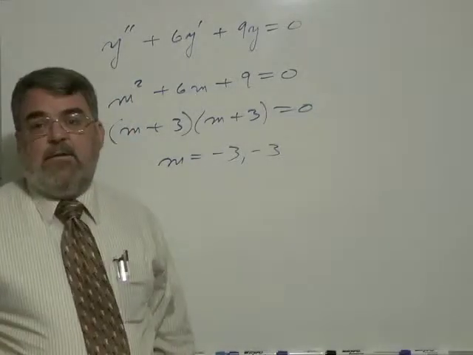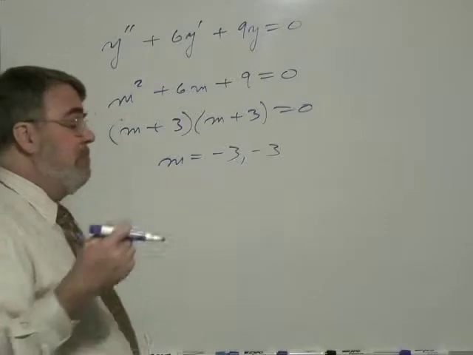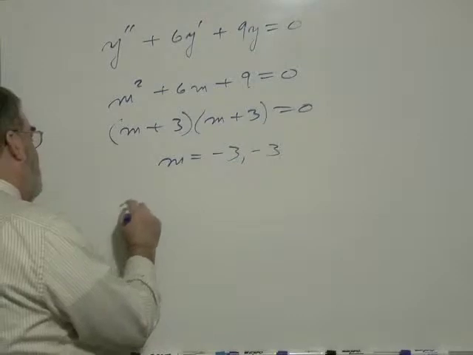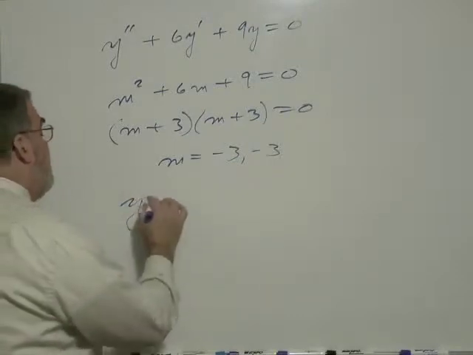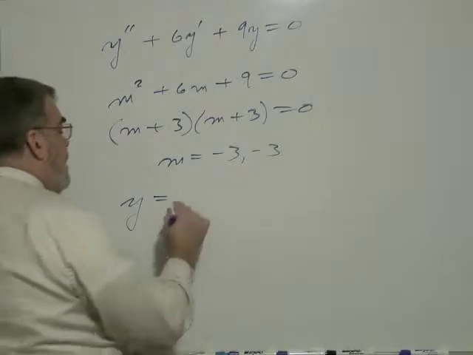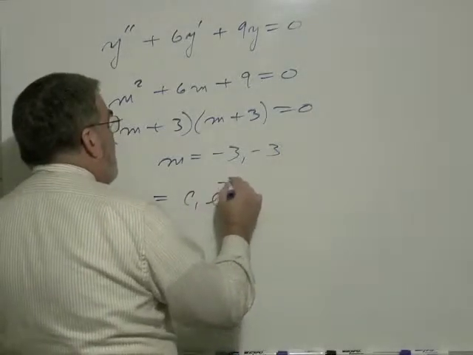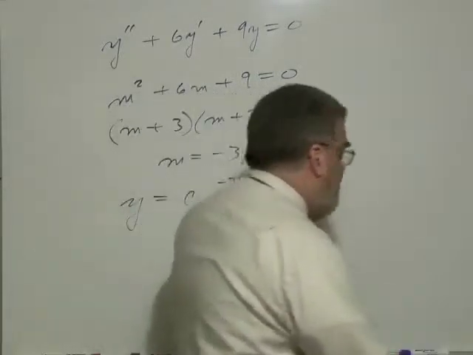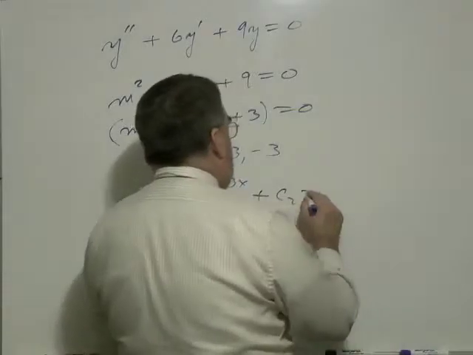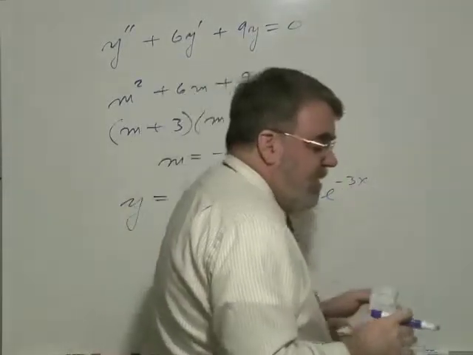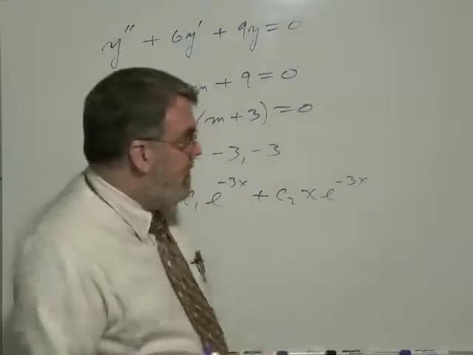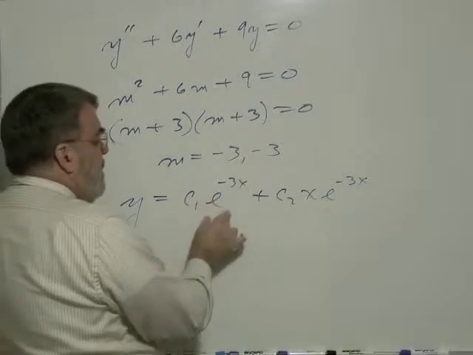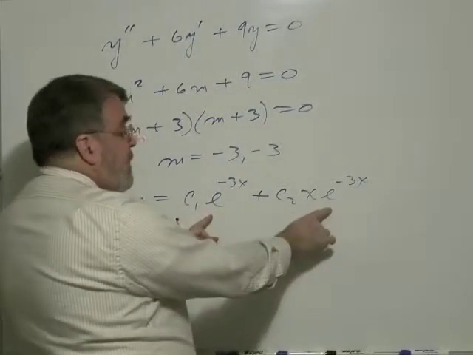So does that mean the solution only contains one exponential term? Well, it turns out, and for the moment you have to take my word for it, that our solution is going to be y equals c1 e to the -3x plus c2 x times e to the -3x. So there's a little bit of a complication thrown into this, that when we have a repeated root, then we still have two terms.